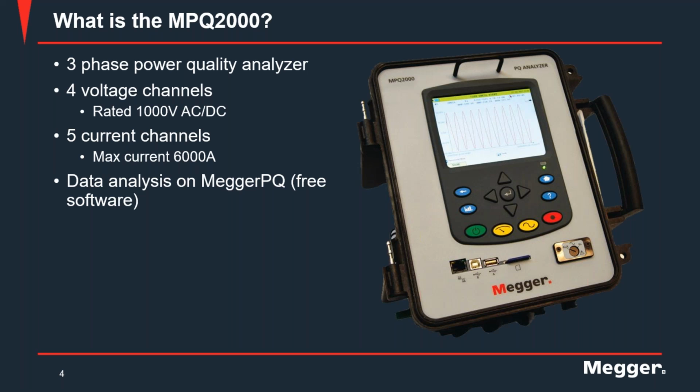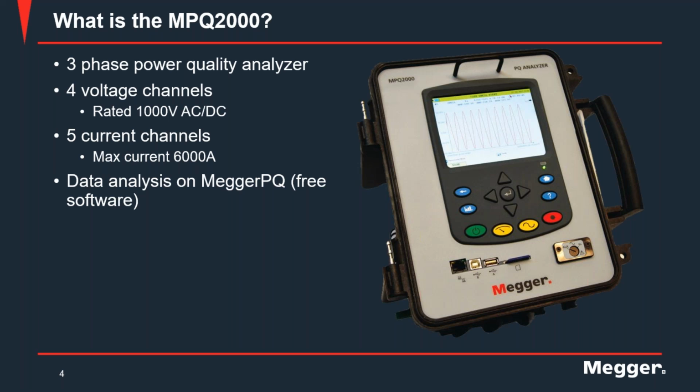The MPQ 2000 is a 3-phase power quality analyzer. It has 4 voltage channels. Each of the channels is rated for 1000 volts and is capable of measuring AC and DC voltage. It has 5 current channels, and with the CTs that we provide as accessories, each of those channels can be used to measure a maximum of 6000 amps.